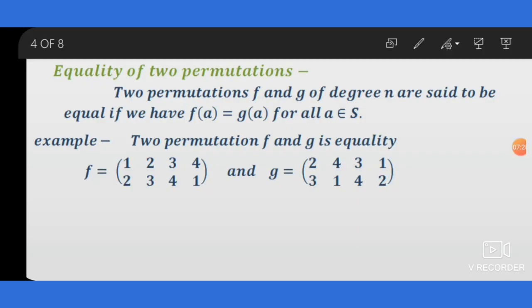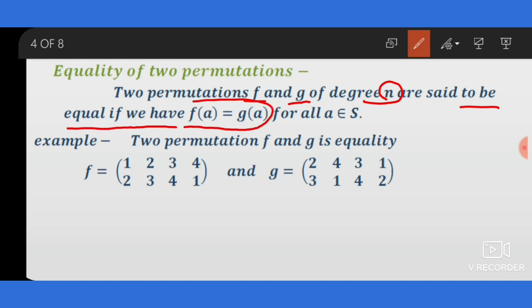Equality of two permutations. Two permutations f and g of degree n are said to be equal if we have f(a) equal to g(a) for all a belonging to S. For example, let f and g be two permutations of degree 4. Then 2 is the image of 1, that is f(1) equal to 2.